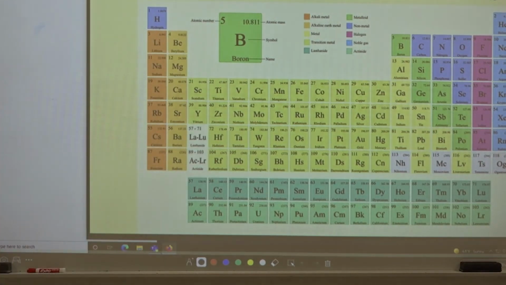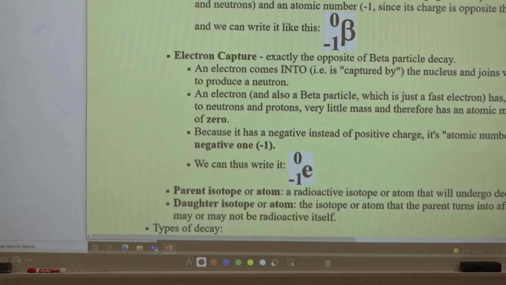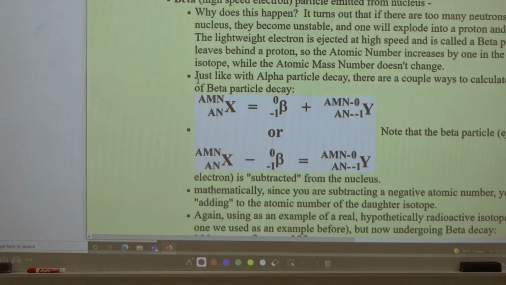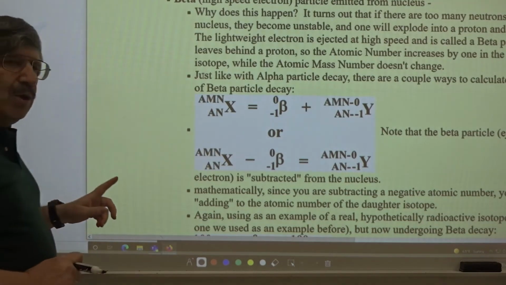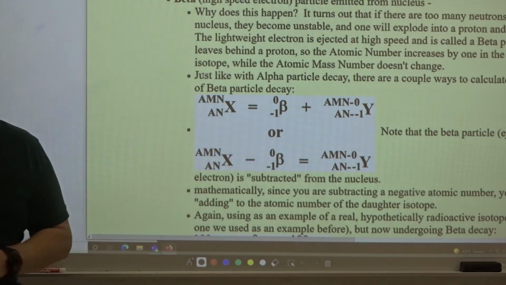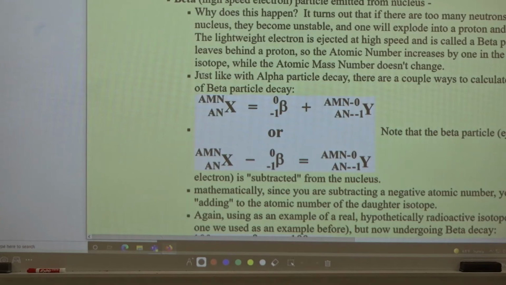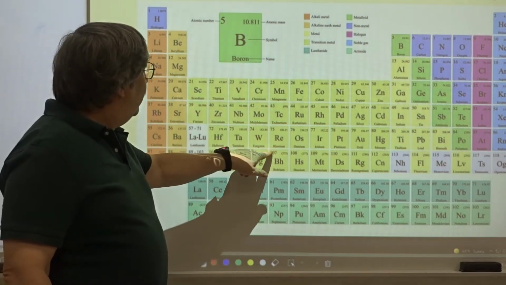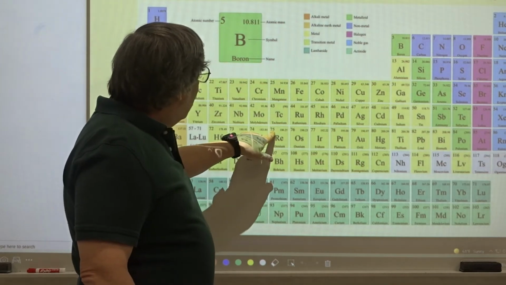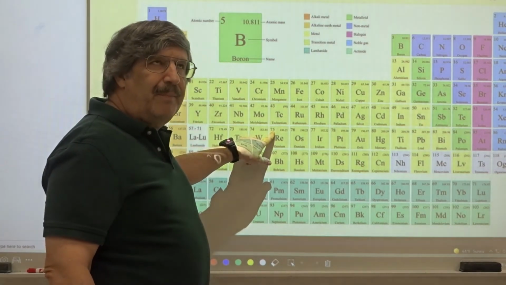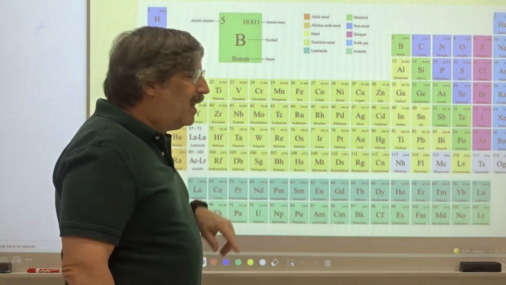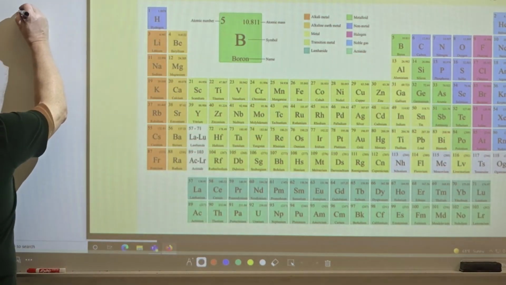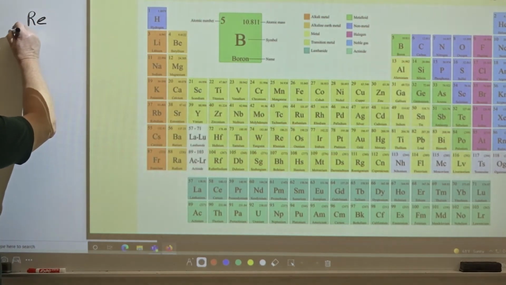What about beta particle decay? In beta particle decay, we have a situation where a neutron blows up into a proton. And so we can, again, look at our periodic table. And we can pick at random. And again, we can pick anything. Let's pick Re. Re is rhenium, I think. Re has an atomic number, excuse me, number of protons of 75. So we would write Re with a 75 down there.